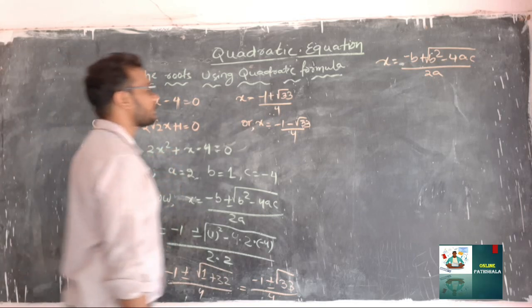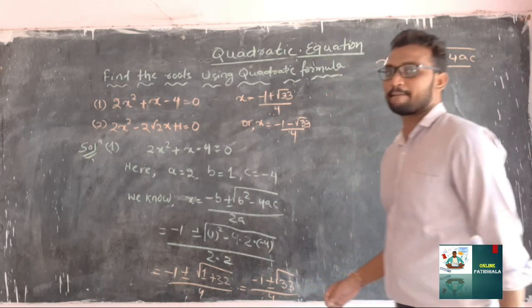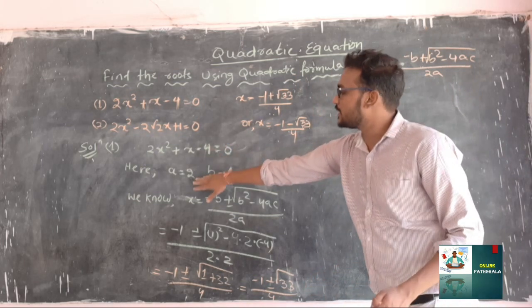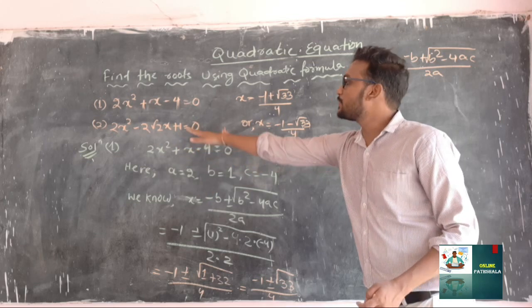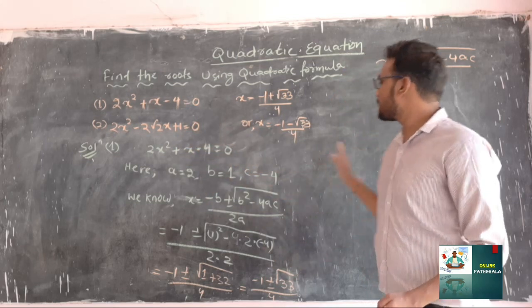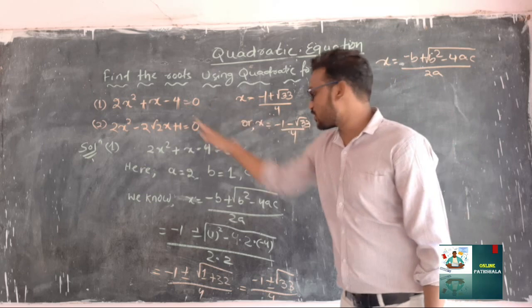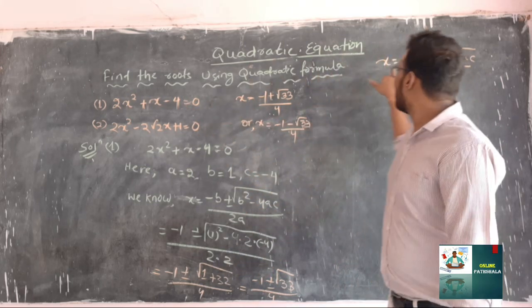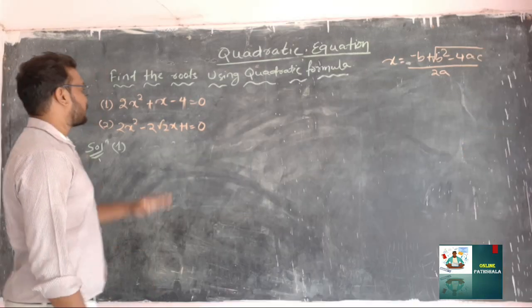Okay, so it is very easy. You only have to write the coefficient of x square, that is a, the coefficient of x, that is b, and the coefficient of the constant term, that is c. Okay, just write the values and put them in this formula, so you will get the answer. Okay, look at the second question.